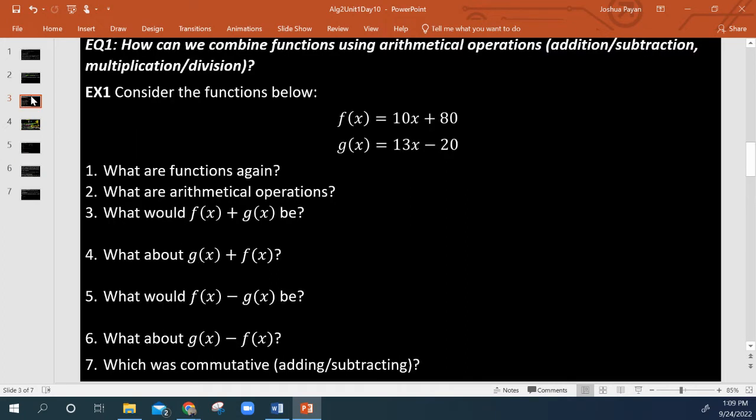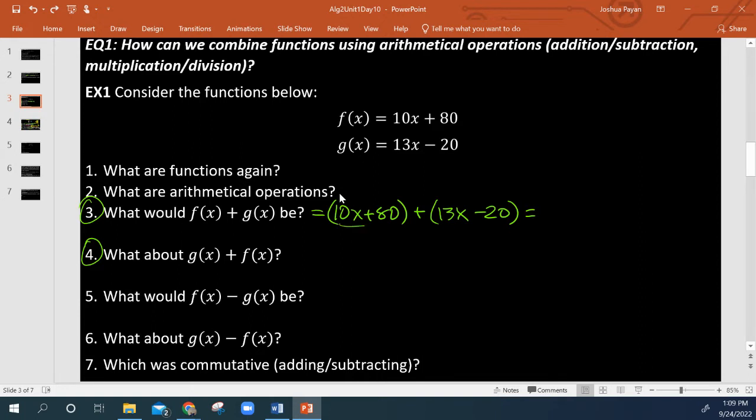here in this next example I want to show us. Just to prove that adding is also commutative, right? So f plus g, well, if we look here, we've got f and g. That would be equal to 10x plus 80 being added to 13x minus 20, right? And we see that we have no need for the parentheses. We'll go ahead and drop them.